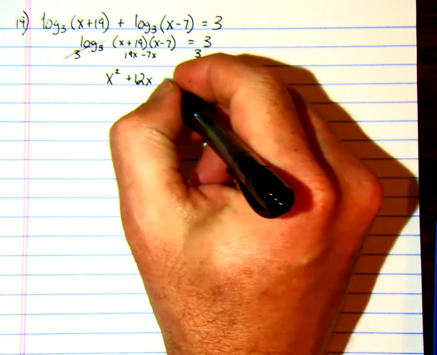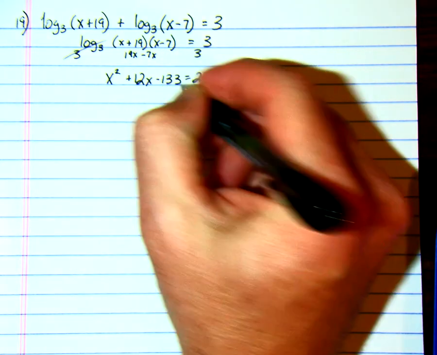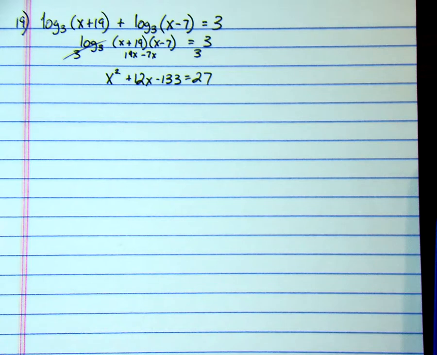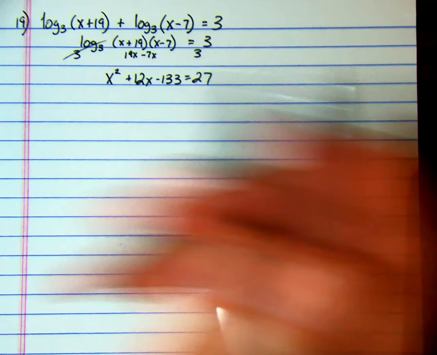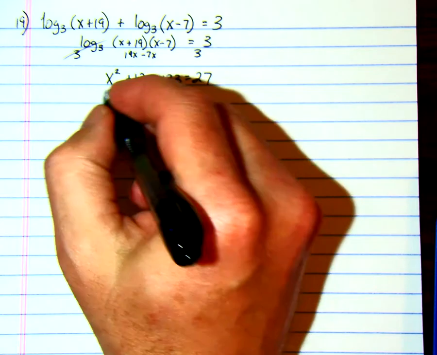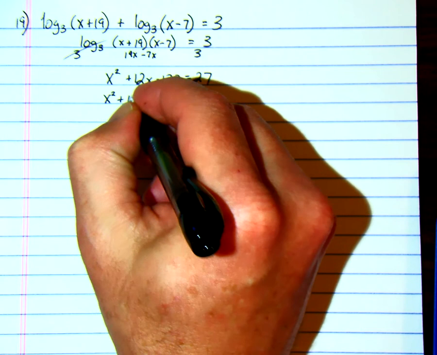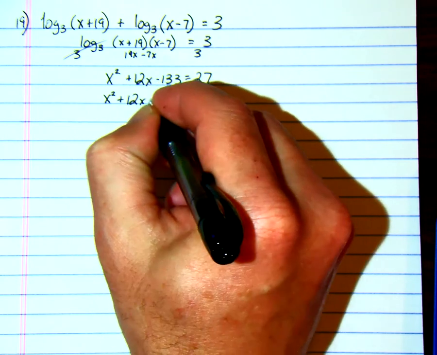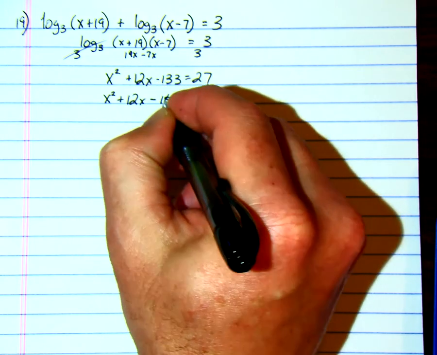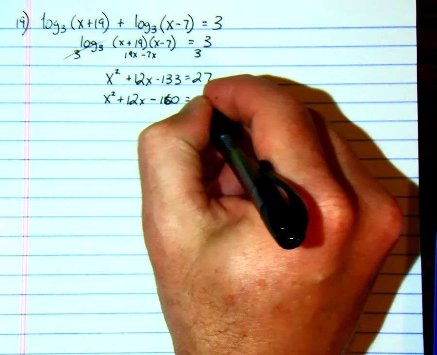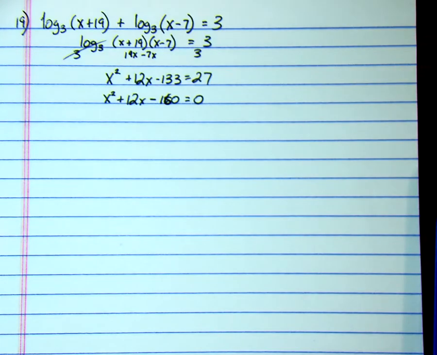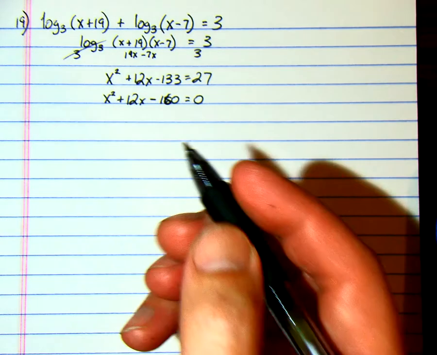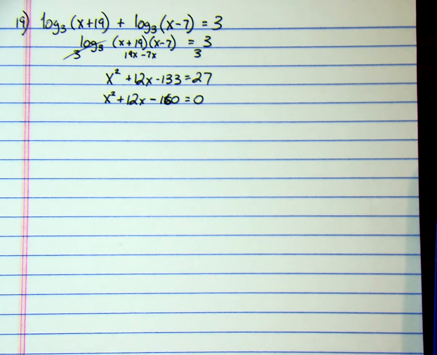And that is going to be a negative 133. Okay? And again, we know how to solve these. We did this back in chapter 2. We're going to solve a quadratic equation. I'm going to subtract the 27 over. So we have x squared plus 12x minus 160 equals 0. Okay, when I subtract that 27 over there. So we have to find factors of 160 that are 12 apart.